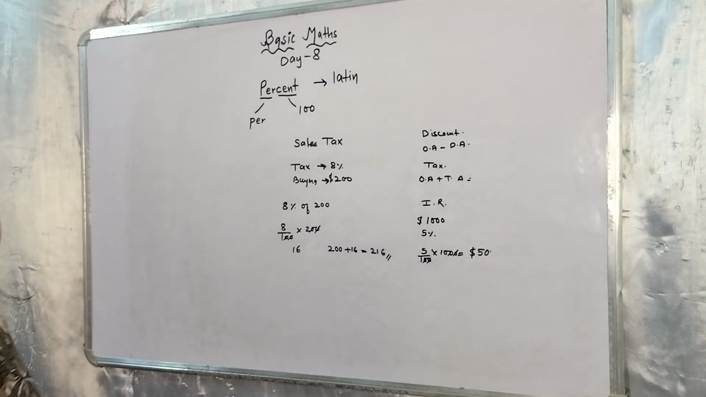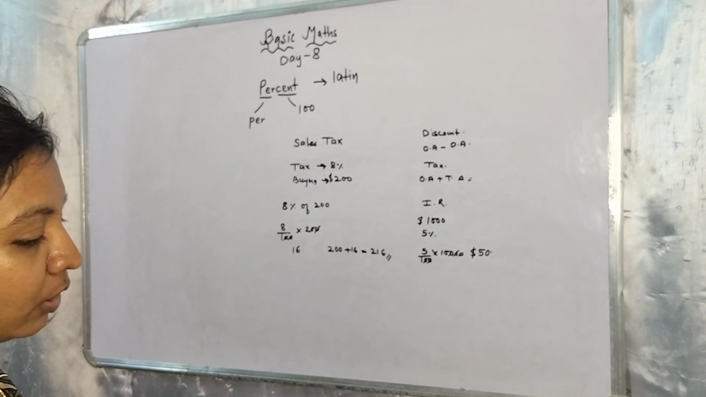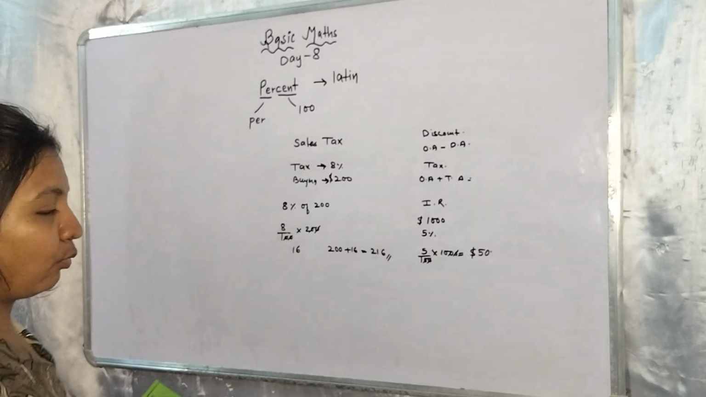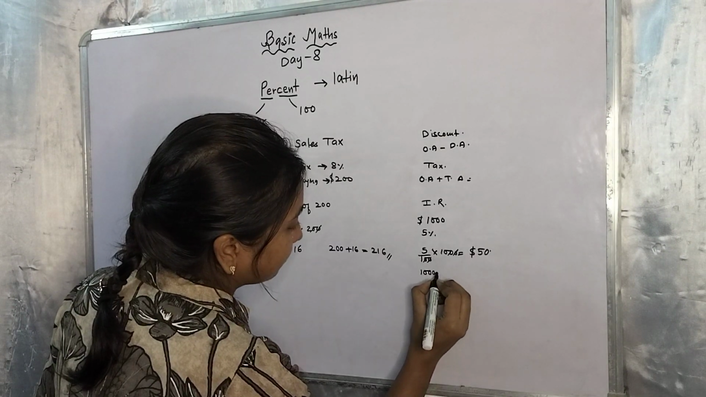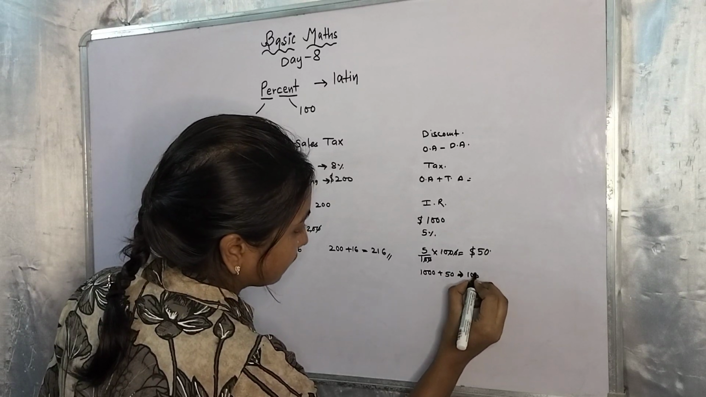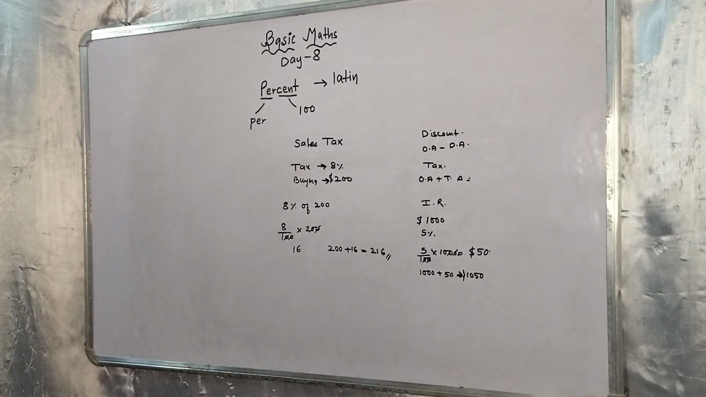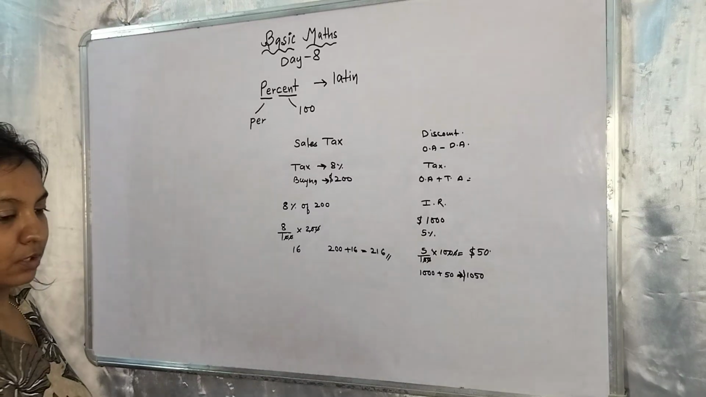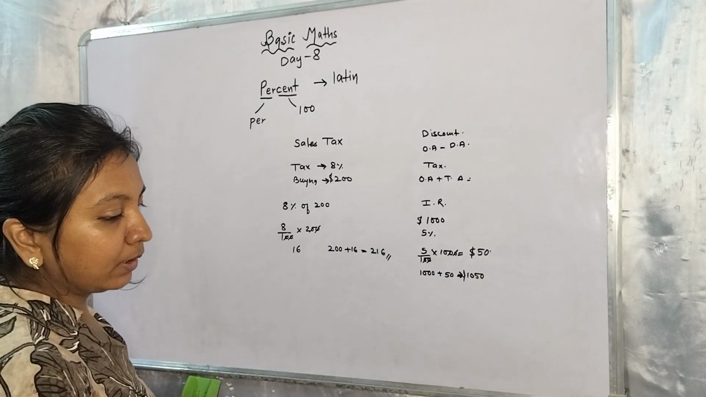Now if you are asked what will be your amount, what will you get after 1 year, then you will add this to your principal, that is 1050. So you will get $1050 after 1 year if you take out your savings. So this is how we use percentage in our day-to-day life.